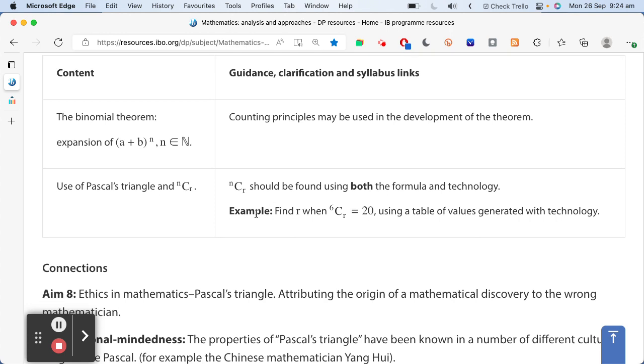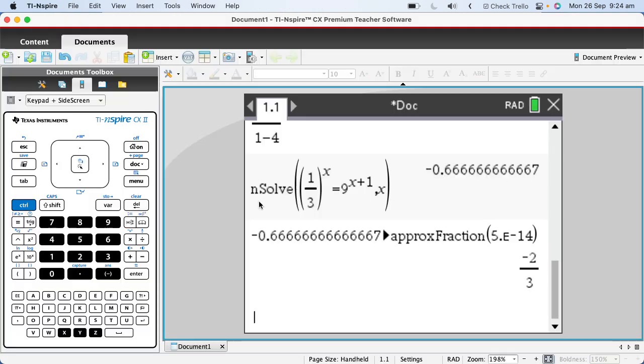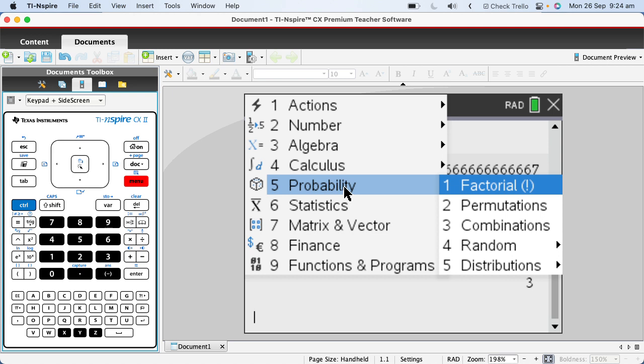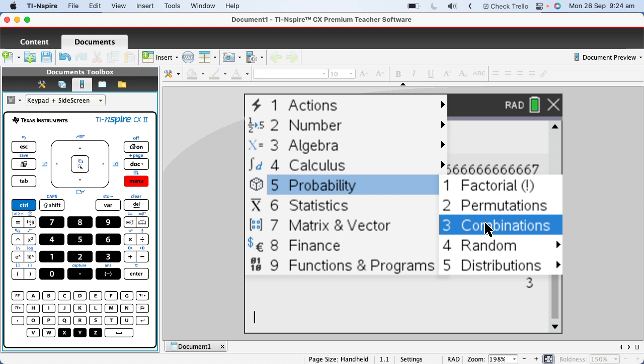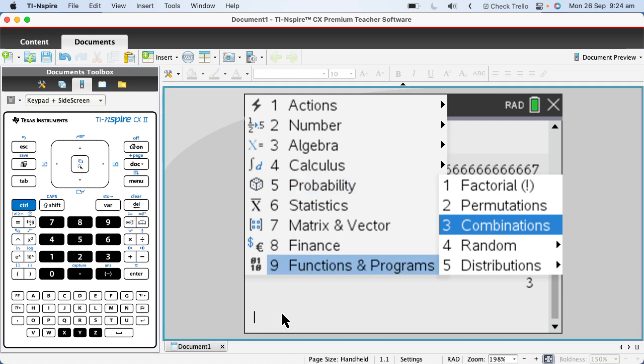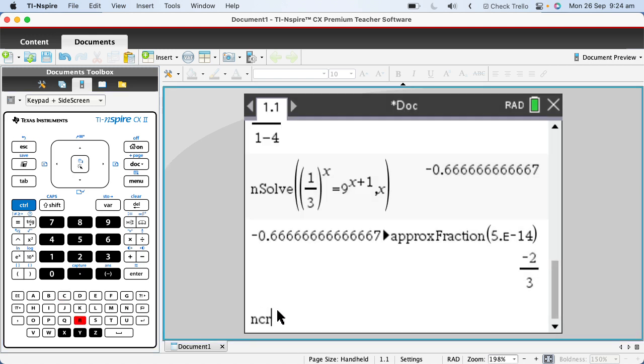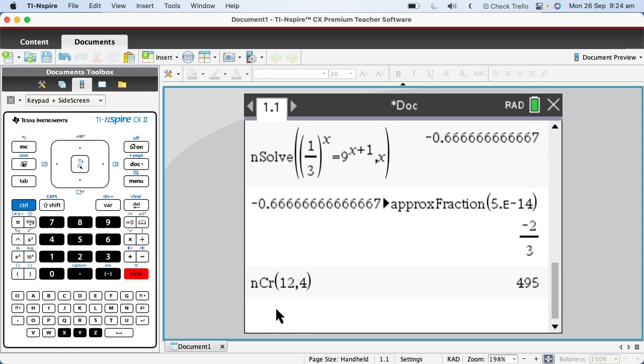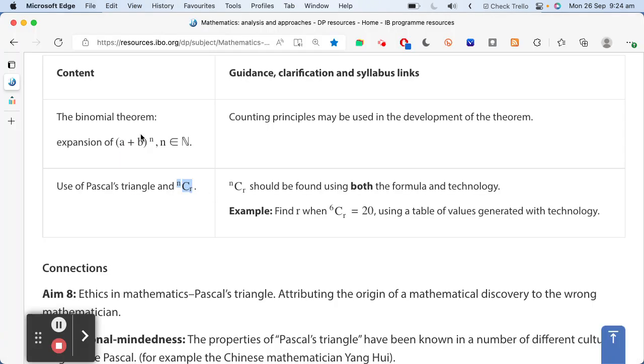GDC for the binomial theorem and NCR notation. I guess just to remind you where it's found: menu, probability, because it's a probability concept really. There's factorial there, and there's combinations there. There's the only two you need to know. Personally, I think it's faster just to type in NCR, and then you can go 12, 4, and there would be your starting coefficient for a power of 12 expansion, fifth term along, that kind of thing. Again, I'm not trying to teach you how to do the binomial theorem, just reminding you of the GDC bits.